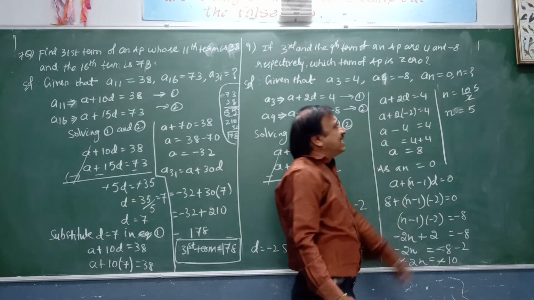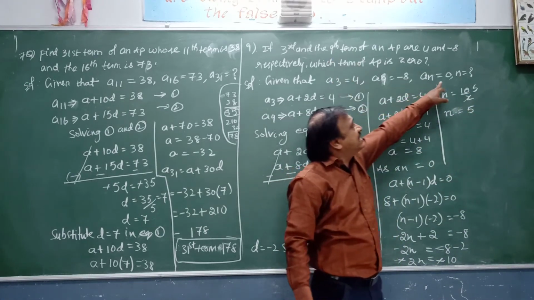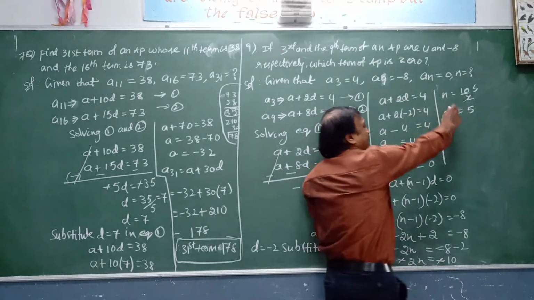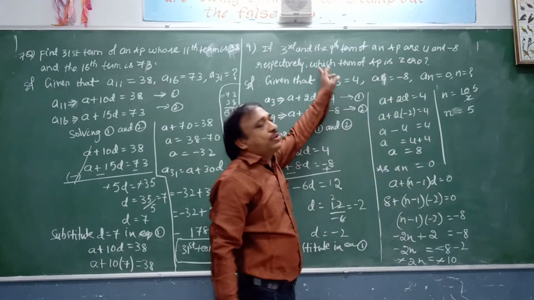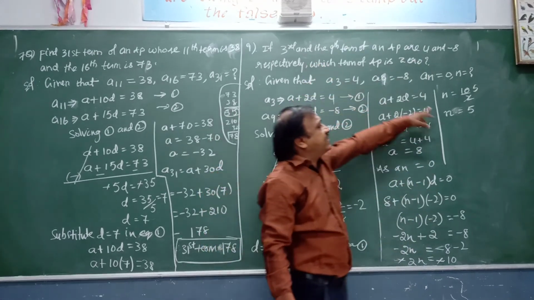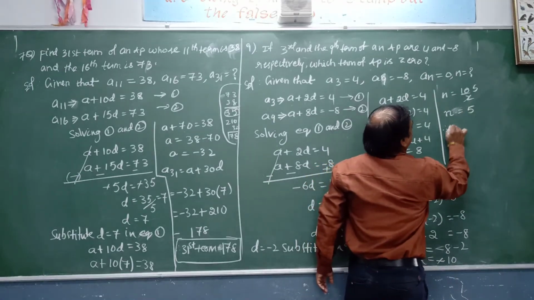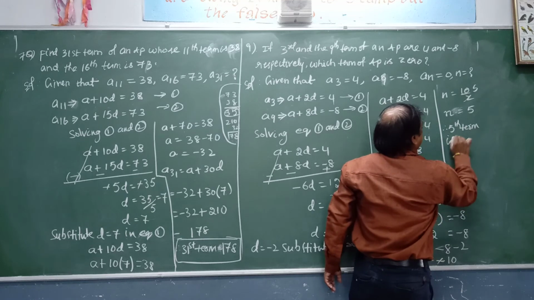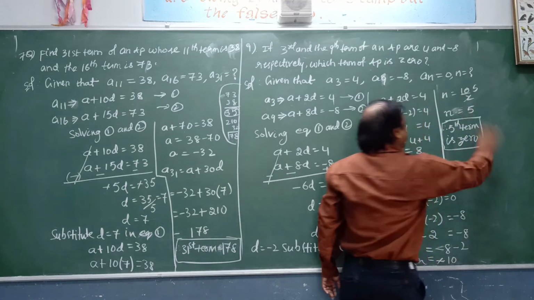So n is equal to 5. That means the fifth term of the series is 0. He is asking which term would be 0 in the given series. That is, the fifth term of the series is 0. Therefore, the fifth term is 0. This is the therefore statement.